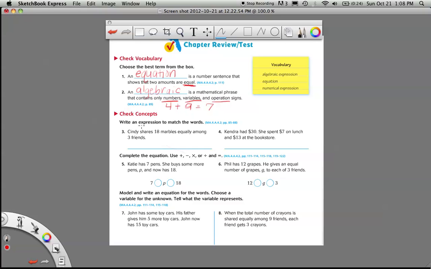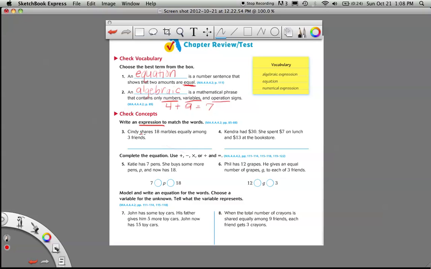All right, now number 3 and number 4, we're supposed to write the expression to match the words. So we have to change the words into a math expression. Remember, an expression doesn't have an equal sign, so it's just the first part. We don't have to find the answer. We just have to write the math.